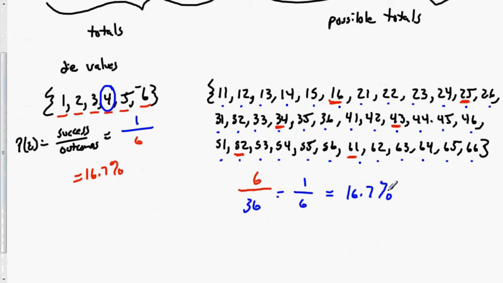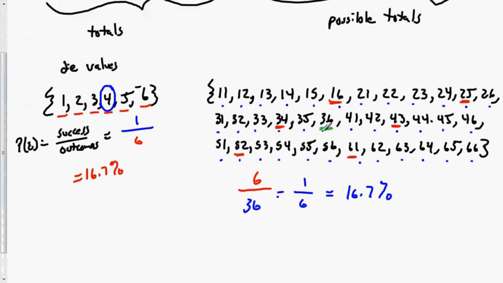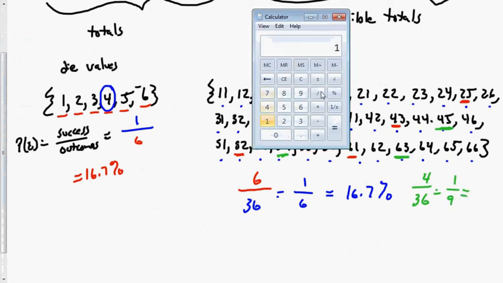Now, what would be the probability of rolling, say, a 9? Well, let's look for 9s. There's a 9. There's a 9. There's a 9. And there's a 9. So there's only 4 out of 36, which is 1 out of 9, which is 11.1%.